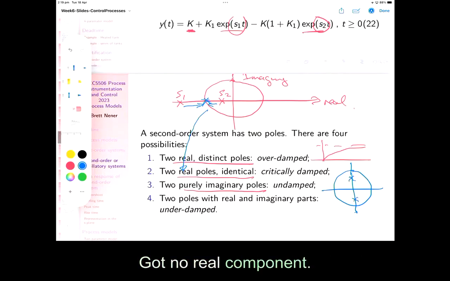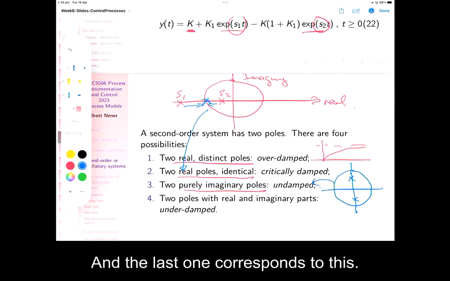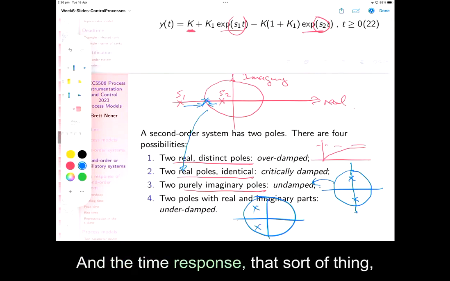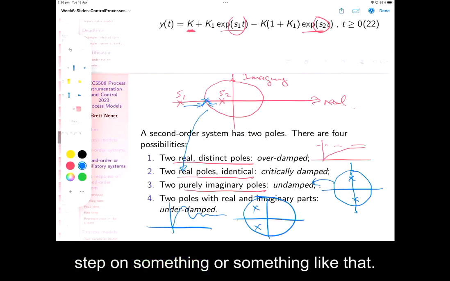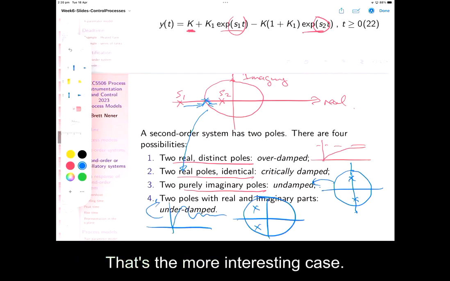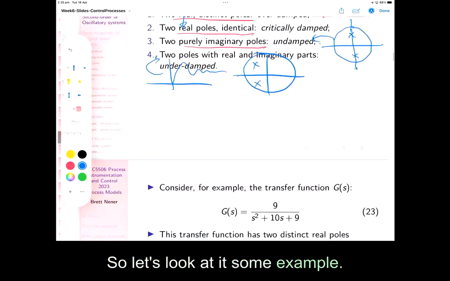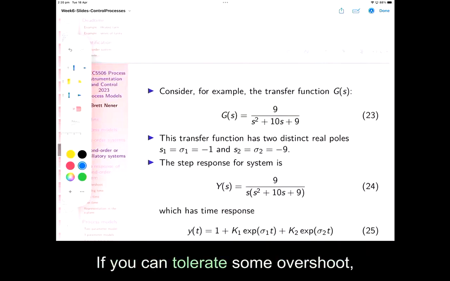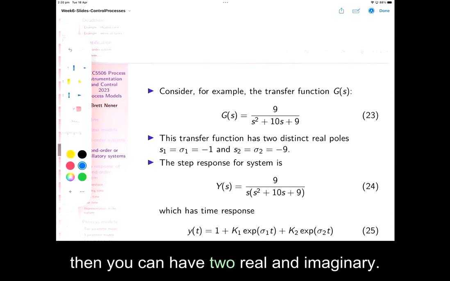In the undamped situation, you may have your two poles sitting like that, with no real component. So what does that look like? It just continues forever and ever, and that's an oscillation. So that's undamped. The last one has a real and imaginary part, and that's the more interesting case. Depends on your situation: if you don't want any overshoot, you want two real poles. If you can tolerate some overshoot, then you could have poles with real and imaginary parts.